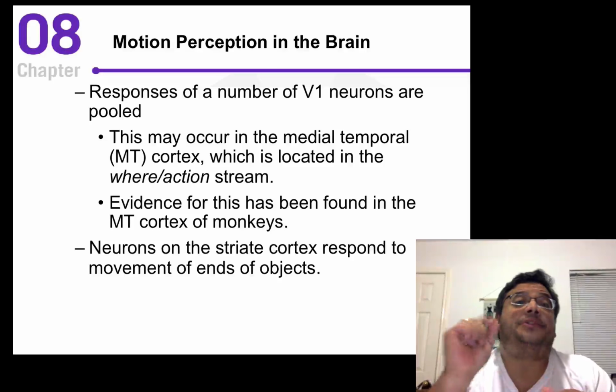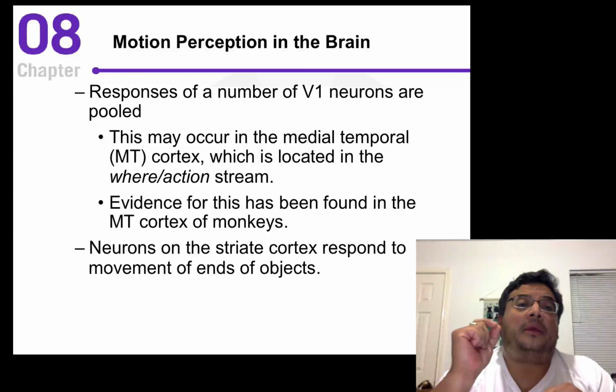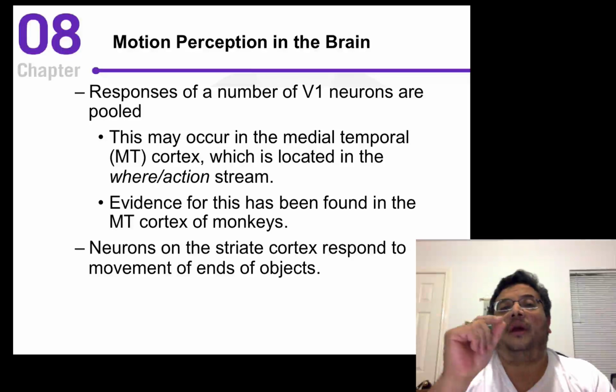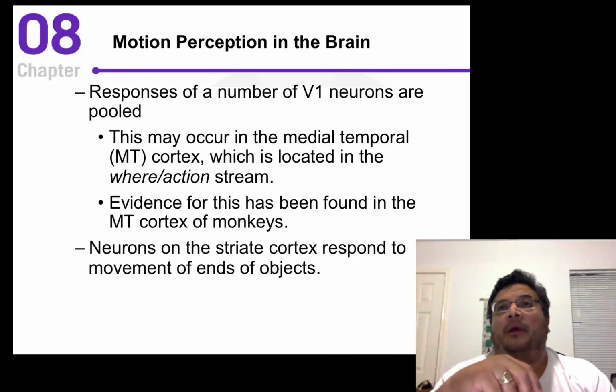All right. So essentially, or what is being done, I should say, for action. So essentially what's happening here is that the output from the V1 neurons is going to a place where the brain can further analyze where things are going in space and time. And we have seen evidence for this in the medial temporal cortex of monkeys.